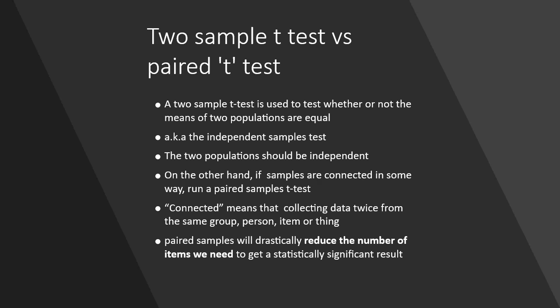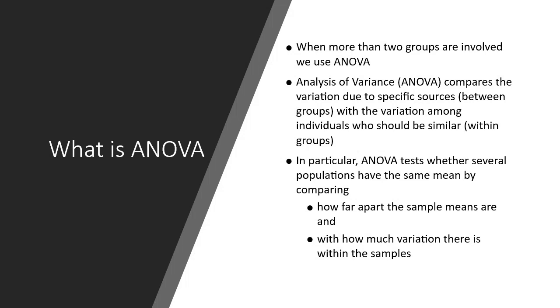Even though the name is Analysis of Variance, basically we do the comparison of the means. In particular, Anova tests are useful to check how far the sample means are different from each other and with how much variation is there within samples, that is, within groups and between groups. The variances is what we find out.